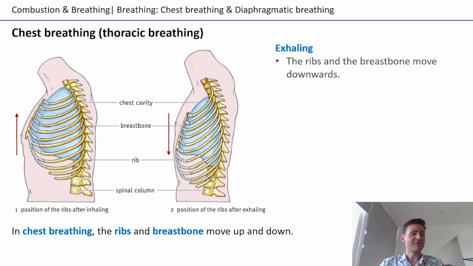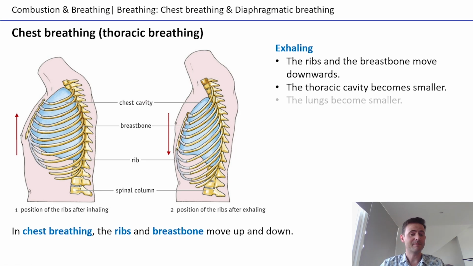When you breathe out, the intercostal muscles relax again. Your ribs and breastbone move back down. The thoracic cavity gets smaller. Your lungs become smaller, and air is pushed out of them, so it flows out.